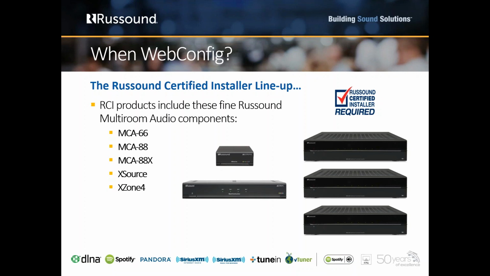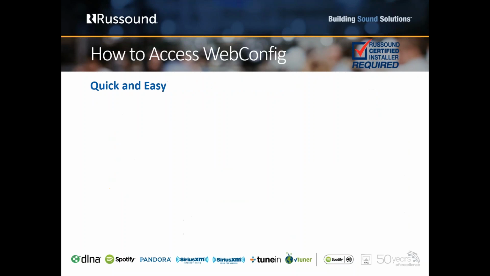The X-Zone 4 is 4 of these guys in one chassis. So it's 4 zones of the X-Source streaming. Very cool piece. The X-Zone 70V, this is one that has hit the market by storm. This one right here is a 300-watt mixer amplifier for light commercial installations, and this guy also has an extreme streamer built right on board as a source, right out of the box. Millions of songs. So this is your RCI lineup right here. These fine products need to be configured with WebConfig in order to be able to access all of the great features that they have to offer.